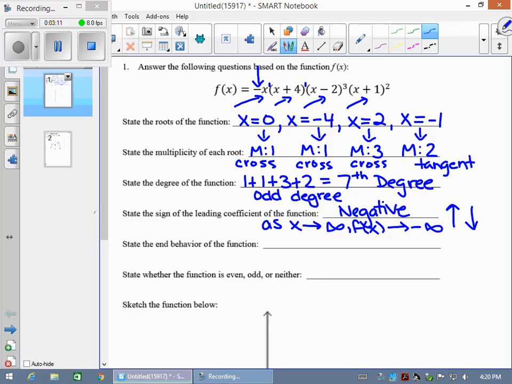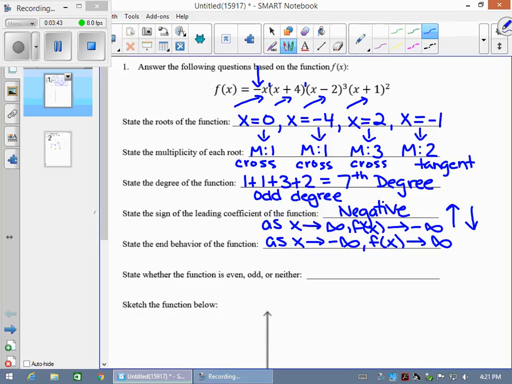Usually, if I take a positive number and raise it to an odd power, it would stay positive. But because of this negative leading coefficient, my y's are going to become negative. So the same will be true in the reverse. As I take x and it approaches negative infinity, f of x is going to approach positive infinity. Normally, if I took a negative number and raised it to an odd power, I would get a negative y. But there's a negative in front, that leading coefficient, which would turn that negative into a positive.